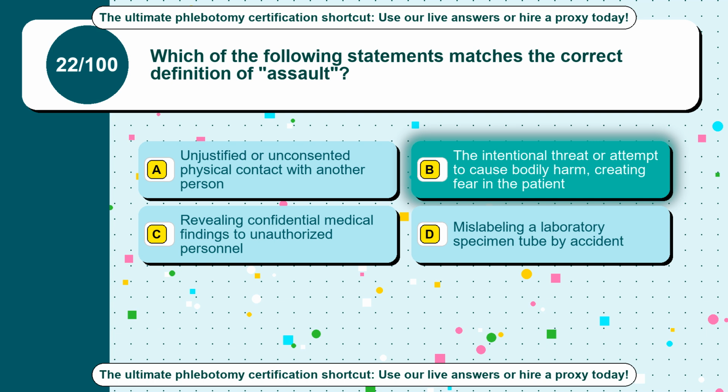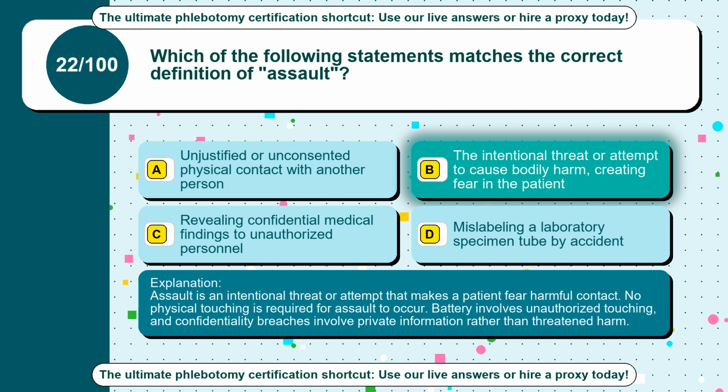The intentional threat or attempt to cause bodily harm, creating fear in the patient. Assault is an intentional threat or attempt that makes a patient fear harmful contact. No physical touching is required for assault to occur. Battery involves unauthorized touching, and confidentiality breaches involve private information rather than threatened harm.